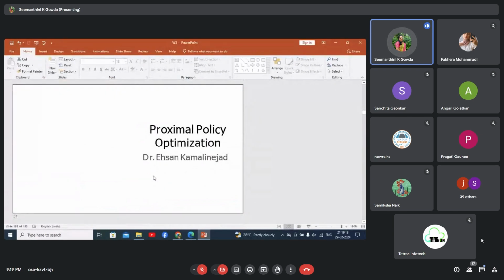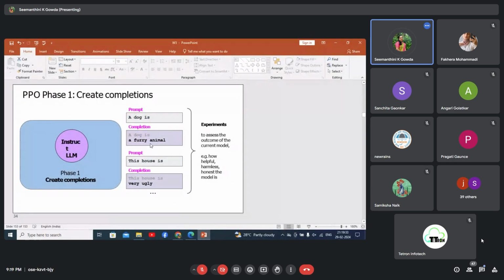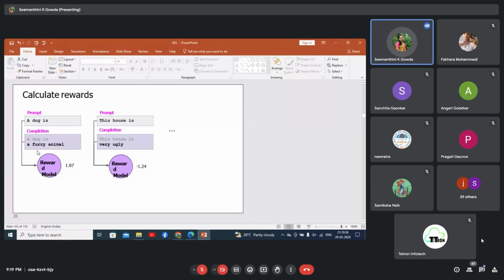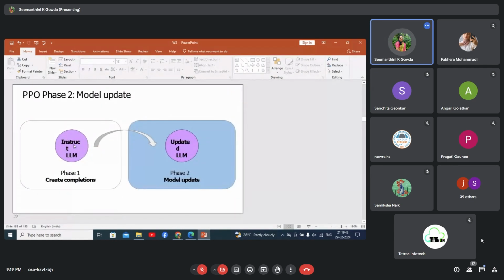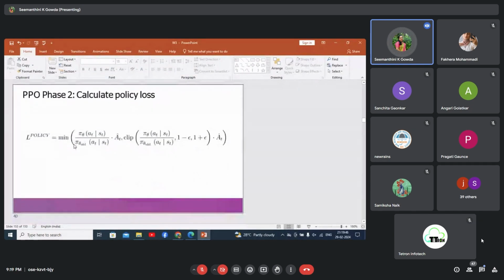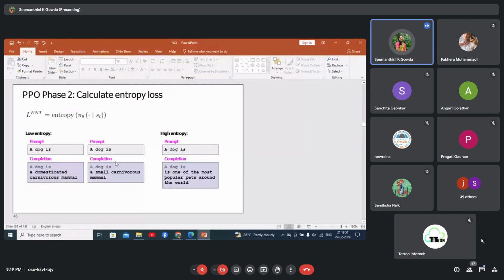This is what the proximal policy optimizer I was talking about does. With respect to the proximal policy optimizer, for example, if I consider a dog, some LLM will generate "Dog is a man's best friend." I will give it to the proximal policy optimizer to compute. It will say furry animal, or it is a very ugly animal. It will calculate three different values: value loss, policy loss, and entropy loss. Based on these three values, it is going to predict the output.